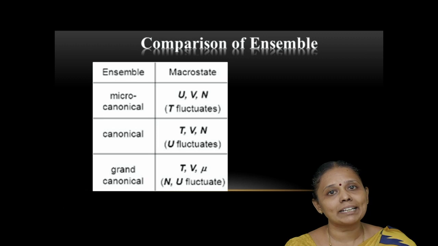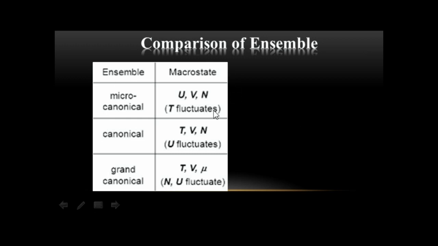And finally, the comparison between the three kinds of ensembles. In the case of the microcanonical ensemble, U, V, and N have the same value, but the temperature fluctuates. Whereas in the case of the canonical ensemble, temperature, volume, and number of particles are the same, but U fluctuates. The constant temperature is attained with the help of diathermic walls. Whereas in the case of the grand canonical ensemble, the system has the same temperature, volume, and chemical potential, but here both energy and mass change. So therefore N and U fluctuate within the system.